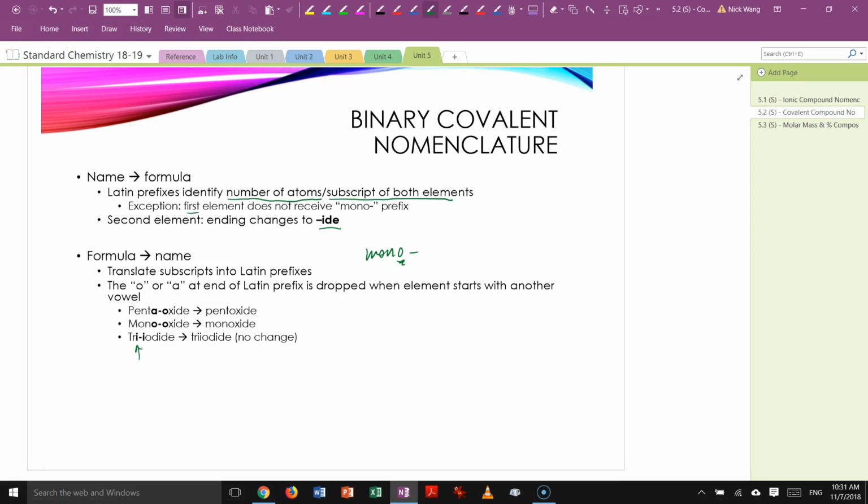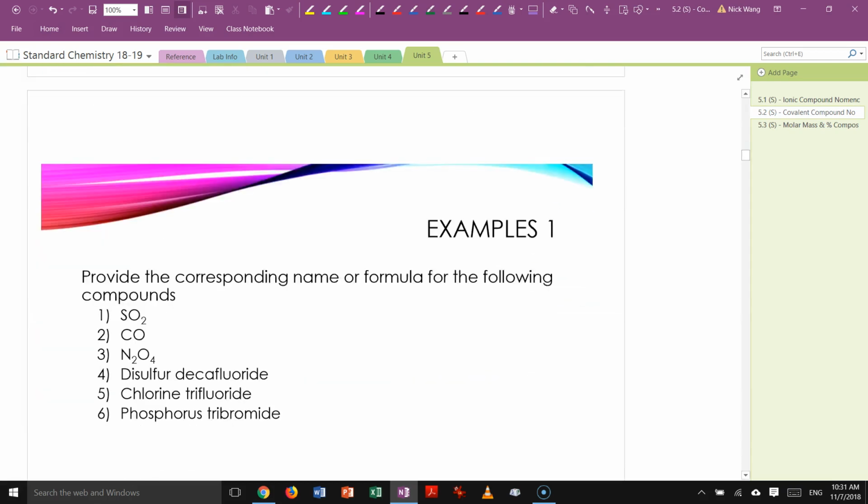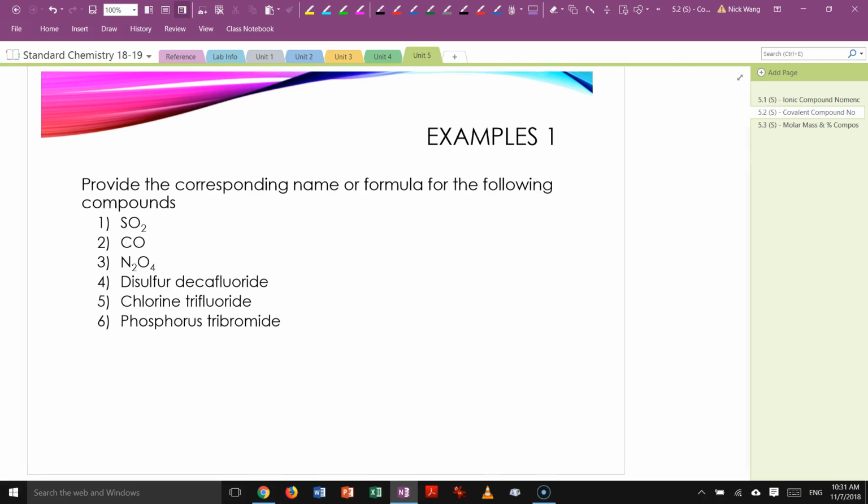Right, triiodide. You wouldn't actually separate this or drop an I and make it triodide. It would be triiodide with very distinctive syllables there. So let's take a look at a couple of examples. I'll do one or two of them with you, and I'll let you try the others on your own.